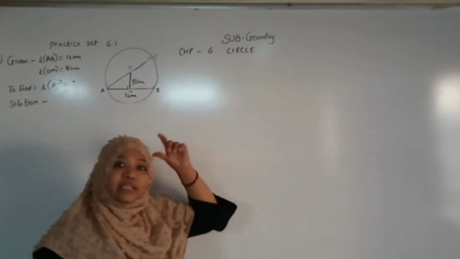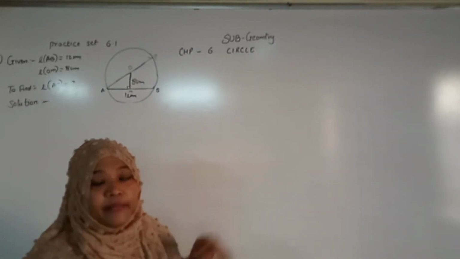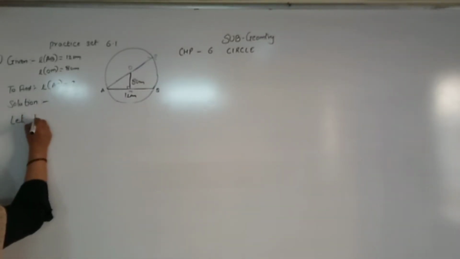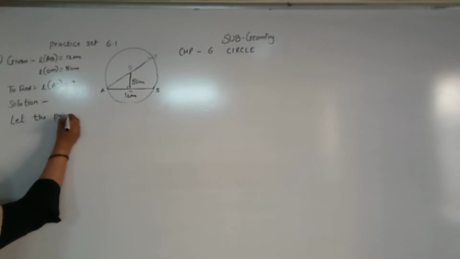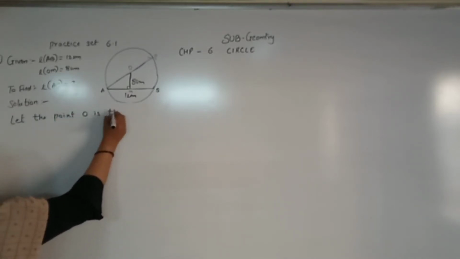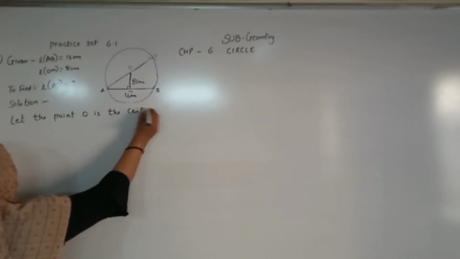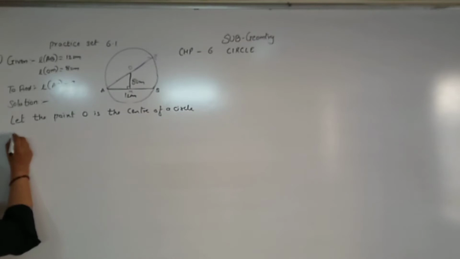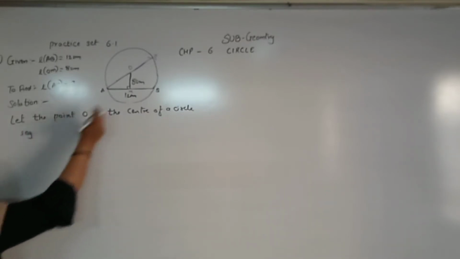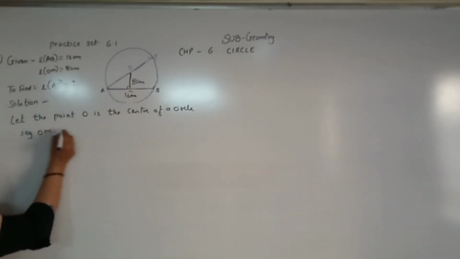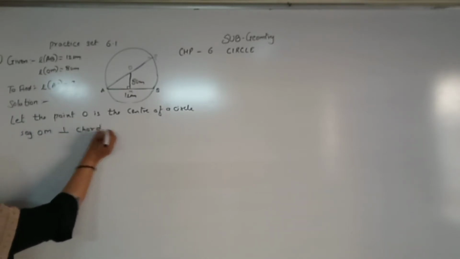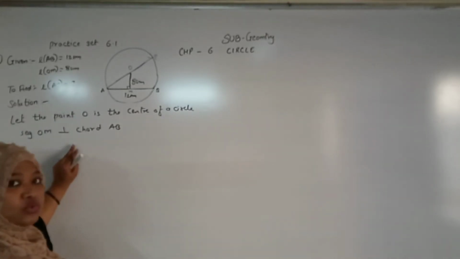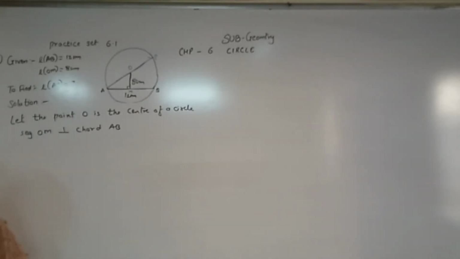See students, O as I had taken for our sake right now. So what we are going to do? We will write that, let the point O be the center of a circle. Okay my dear students. So now we are going to see segment OM. Segment OM is perpendicular to the chord AB. We should write this compulsorily. We have to write these two statements. Okay.